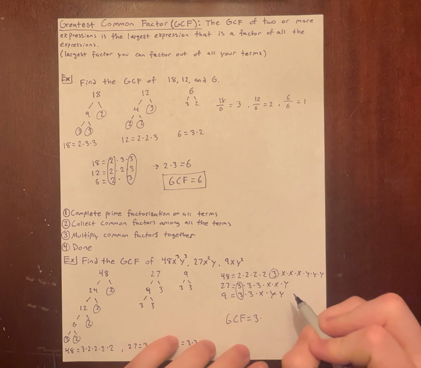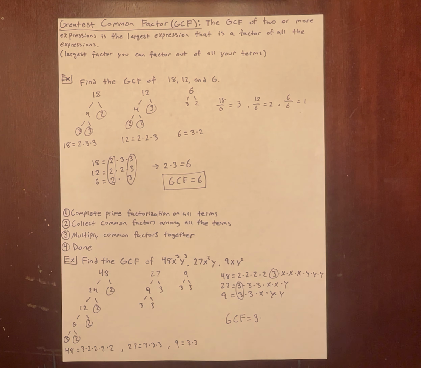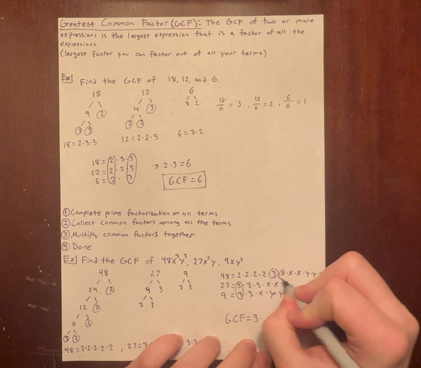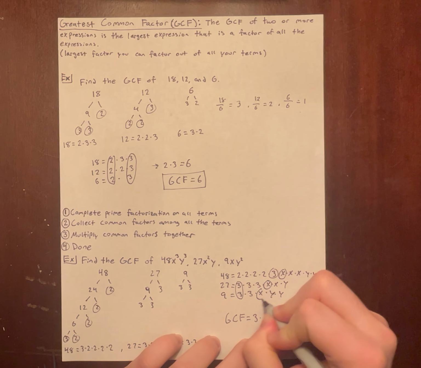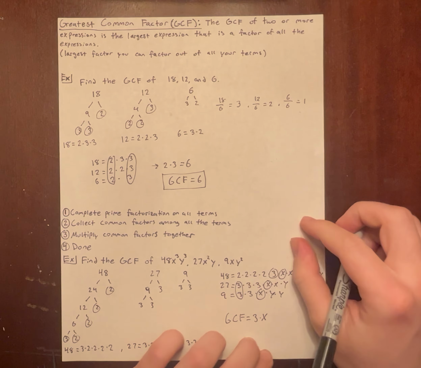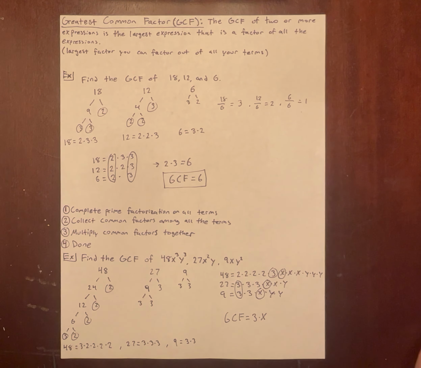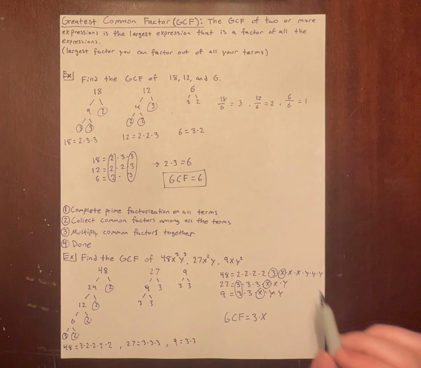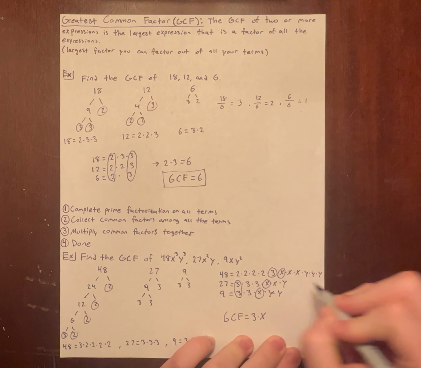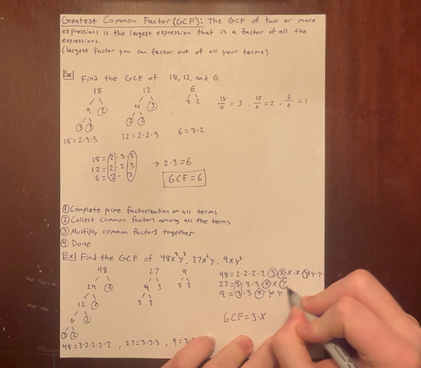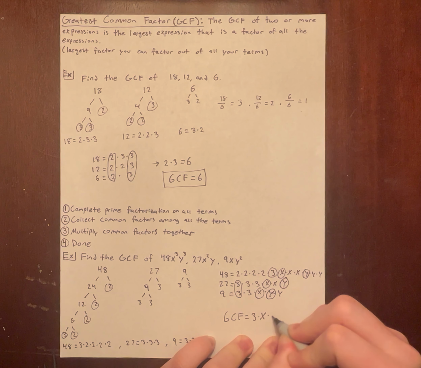So at least every term has 1x attached to it. So there's 1x here, 1x here, and 1x here. So we know we're going to have at least 1x also in our GCF. And as far as y's go, each of them at least has 1y as well. So there's 1y here, 1y here, and 1y here. So we're going to multiply by a y.